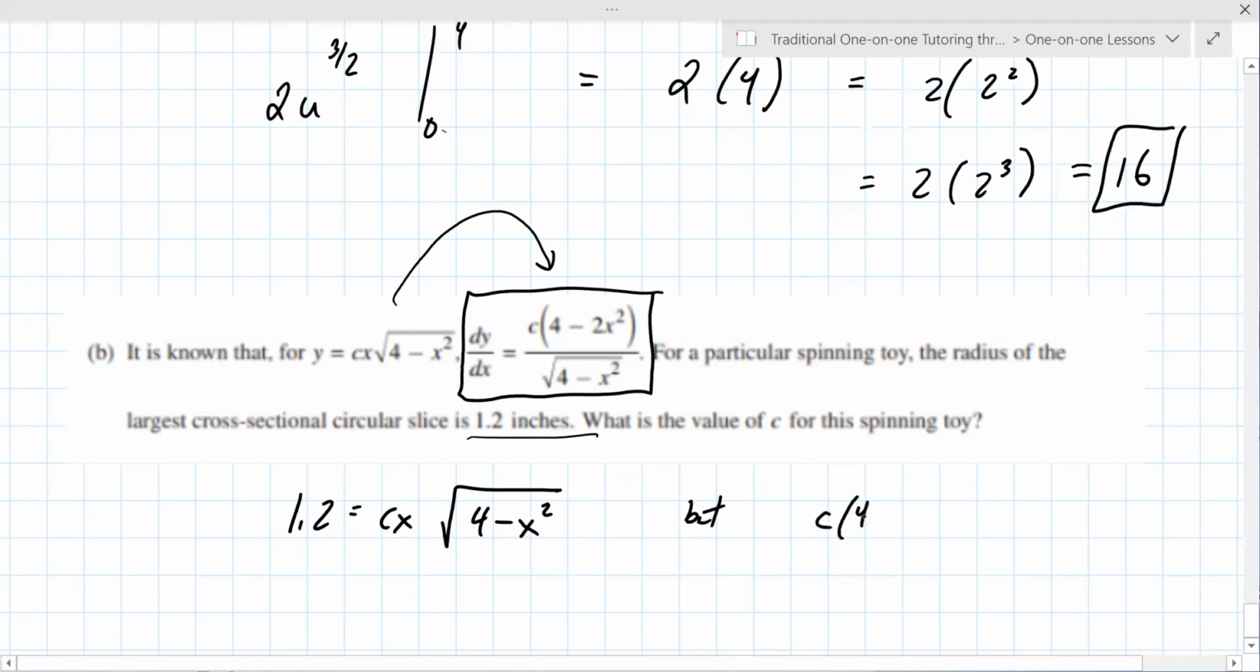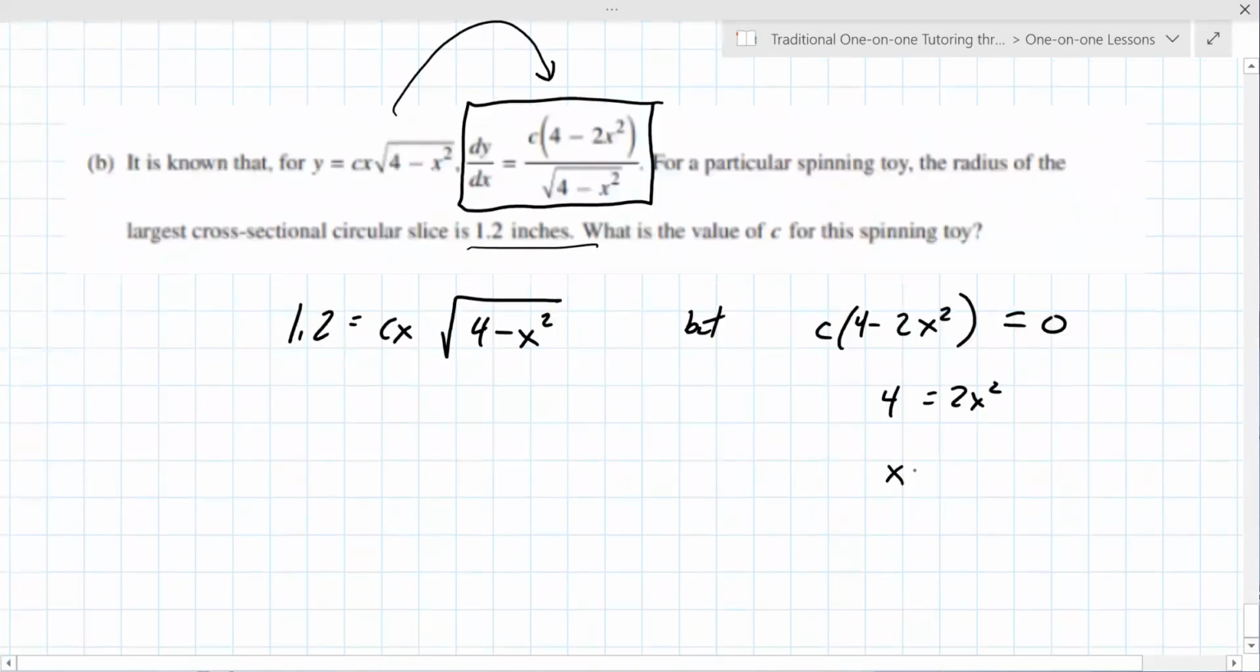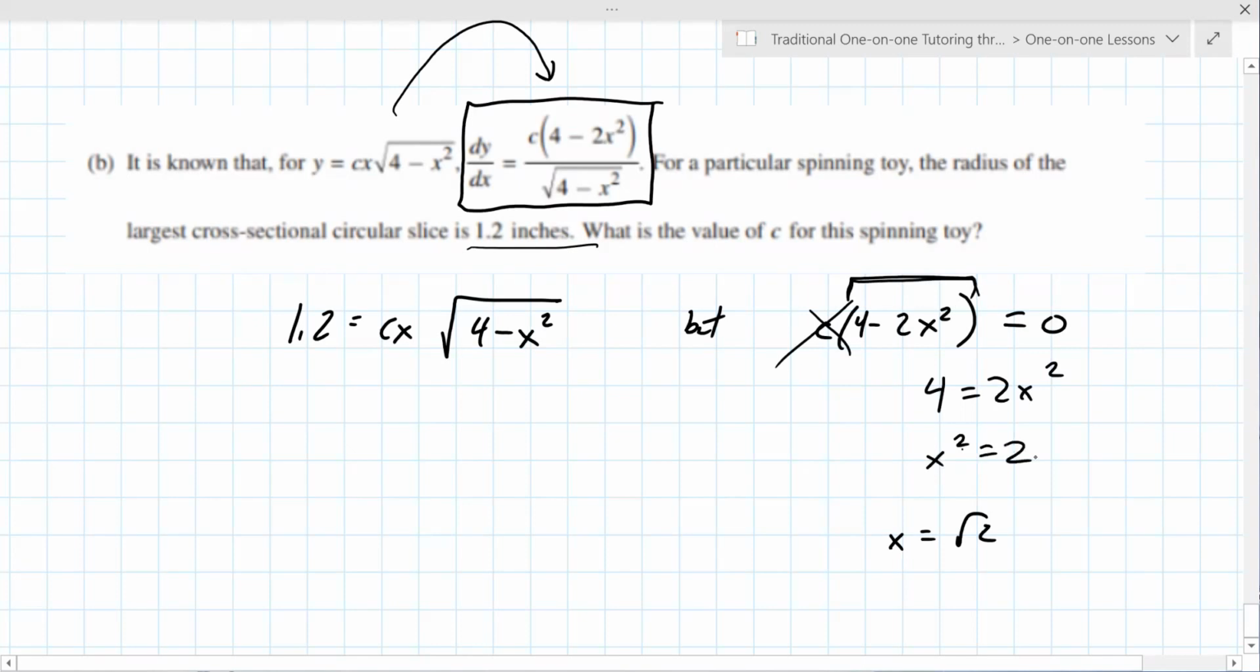So you set c 4 minus 2x squared equal to 0. And then you solve this for x. So 4 equals 2x squared, divided by 2. X squared equals 2. So x equals the square root of 2. Would you plug in for C? You don't, it doesn't matter, because you only care if this part is 0. Gotcha. Okay, so that's your x value.